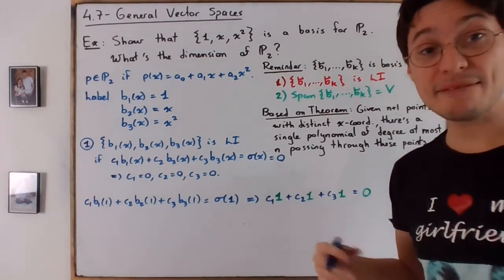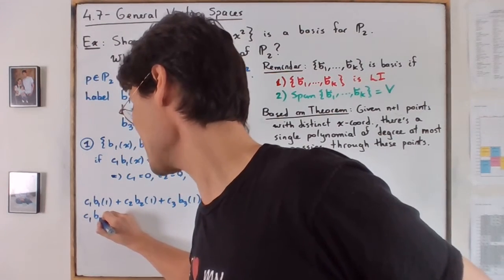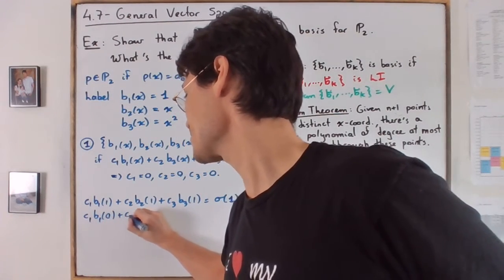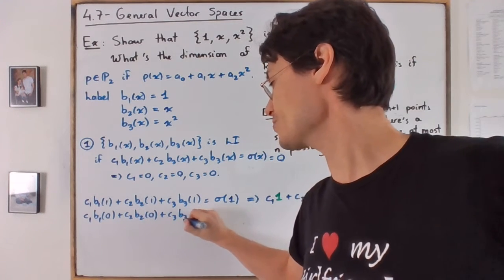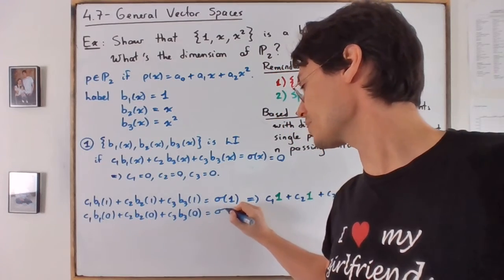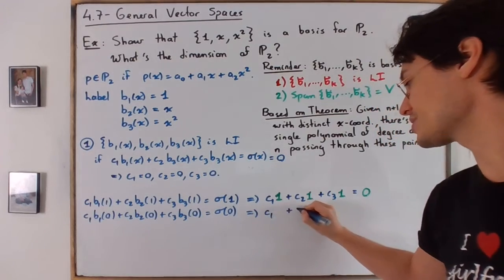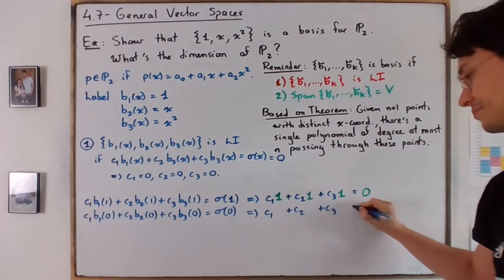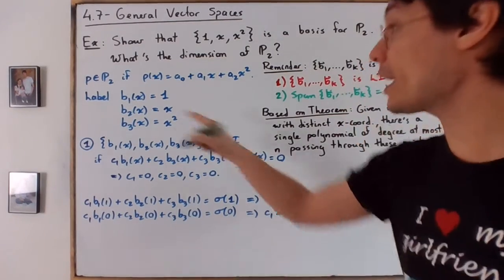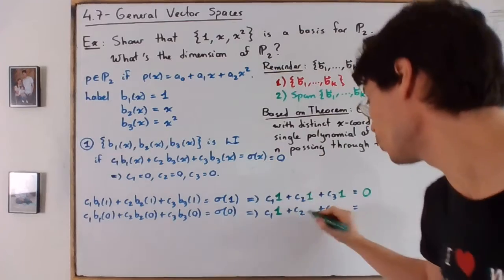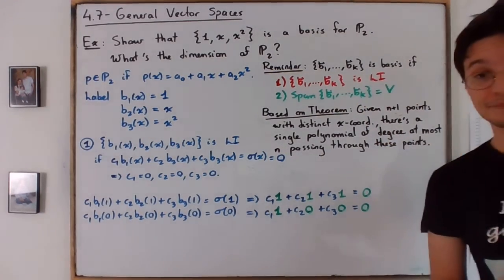Then we do the same for 2 other values of x, and we'll pick very easy values. We're going to pick 0, for example. C1 B1(0) plus C2 B2(0) plus C3 B3(0) equals the zero polynomial when x is equal to 0. Be careful, B1(0) is going to be equal to 1, but the other 2 are going to be 0. And here we're going to get 0.